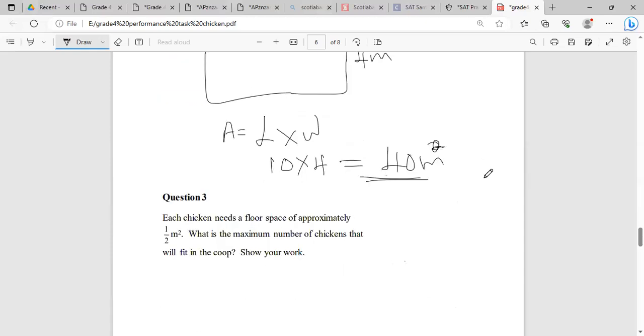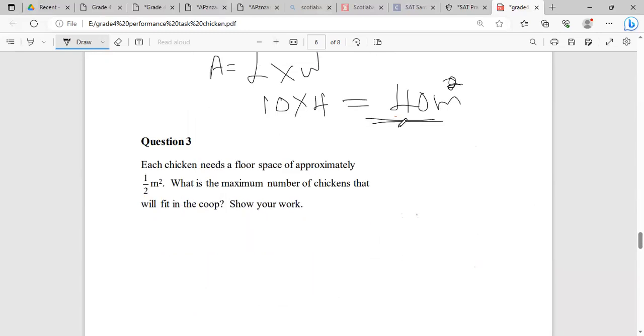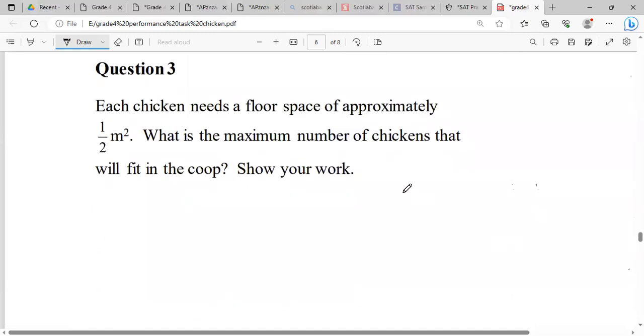Question 3 says, each chicken needs a floor space of approximately half meter square. What is the maximum number of chickens that will fit in your coop? And you are to show the working for this. All right, let's reason it out now. Remember the original measurement was 10 by 4, so we have a space of 40 meters square.